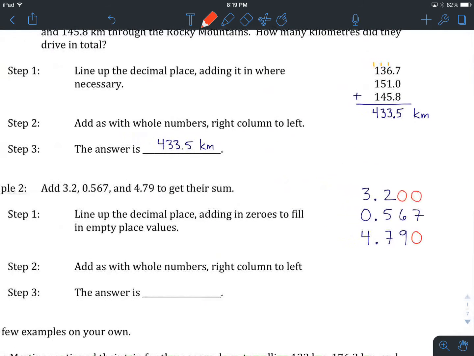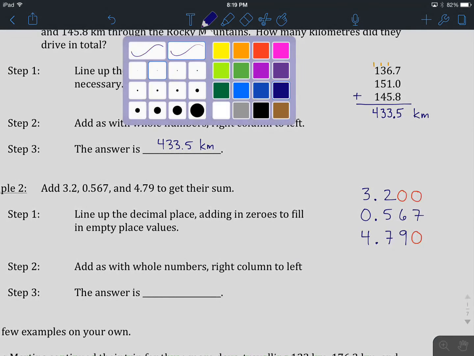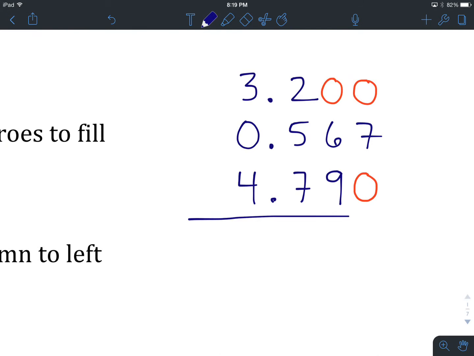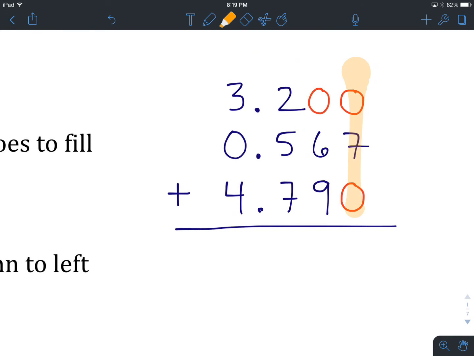Step 2, add as with whole numbers, right column to left. So let's get that line underneath our 3 numbers. We're going to be adding, and let's start on the rightmost column. So we will be adding these up. 0 plus 7 plus 0 is going to give us 7, nothing to carry. We head over to the next column.